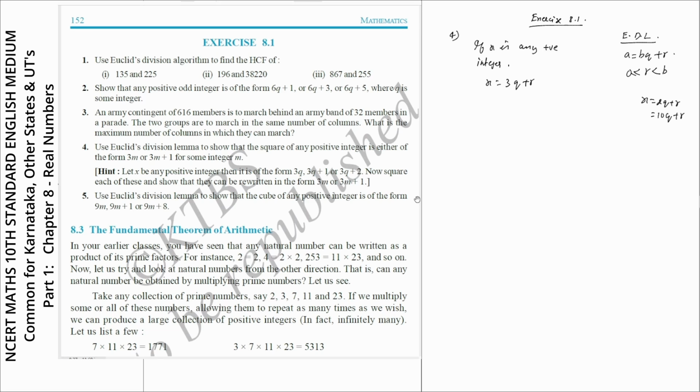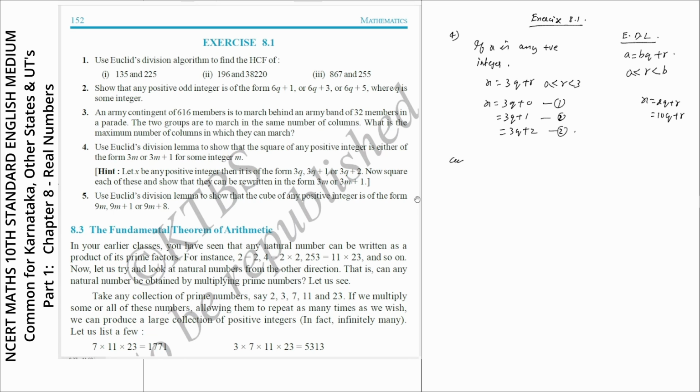Okay, I have a reason for that. When I solve it, you will come to know why I have taken 3q plus r. So x is equal to 3q plus r, and r can vary between 3 and 0. So that means I can write x is equal to 3q plus 0, or x is equal to 3q plus 1, or I can take 3q plus 2. Okay, I have 3 cases.